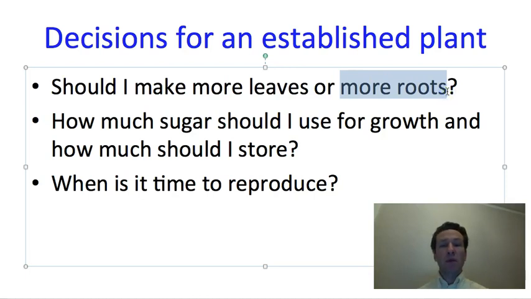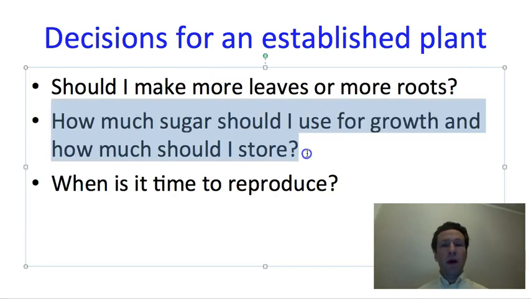It needs a balance between those two organ systems, because if it has too many leaves and not enough roots, it will not be able to acquire enough water and nutrients. But if it has more roots and not enough leaves, it will not be able to perform enough photosynthesis to capture carbon.